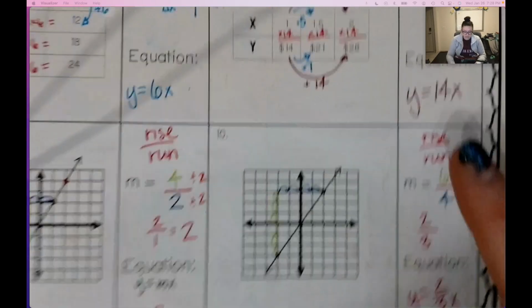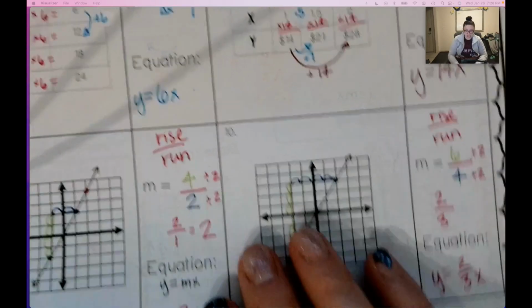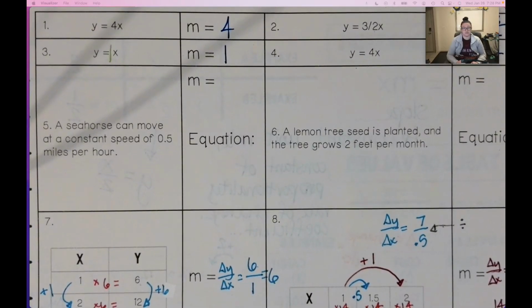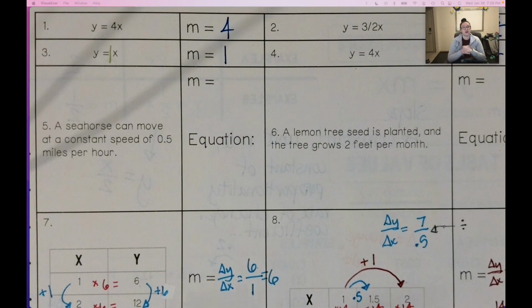So y is equal to 2/3 x. Just like with additive, that's the different ways that we can see it. Now we can also read these relationships as well. A seahorse can move at a constant speed of 0.5 miles per hour. What's a keyword there that tells us this is going to be a multiplicative relationship?